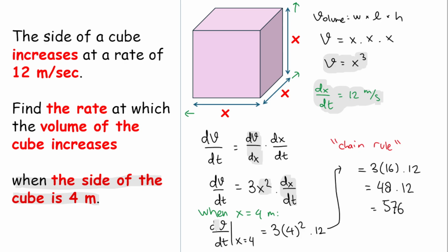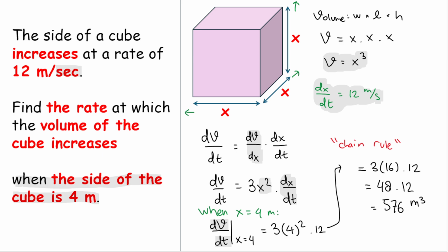Remember that the volume here is of the side cube, so the unit is meters cubed, and the unit of time is in seconds, so I will have meters cubed per second. And that is the answer for this problem: 576 meters cubed per second. Hopefully I did not make any mistakes during my calculation.